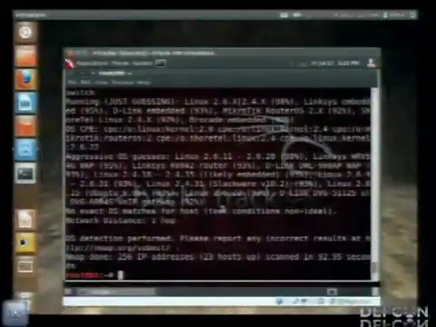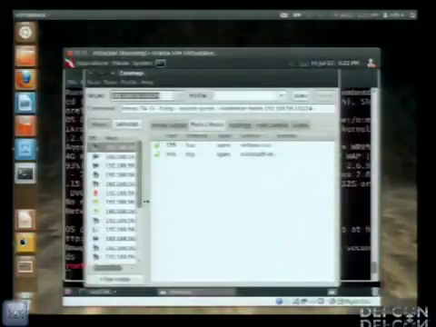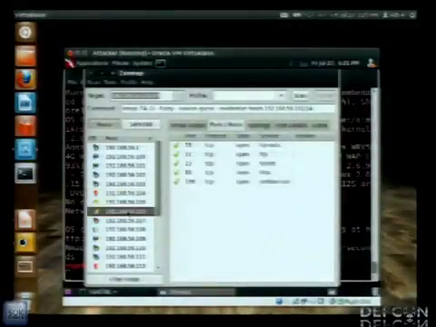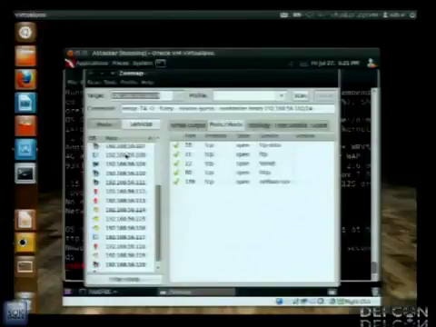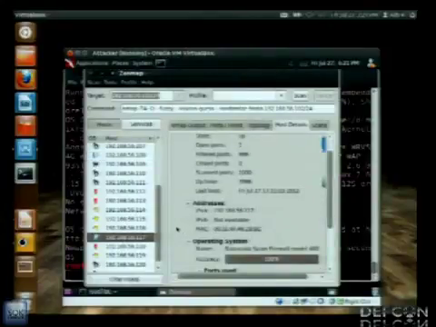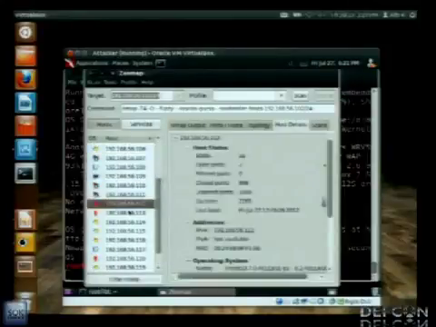And our Nmap scan finished. Excellent. So let's look at the results. Now you can see we've got all kinds of machines in here. We've got some BSD boxes, a Windows machine, a Nintendo Wii game console, a Barracuda spam firewall. This guy didn't come up as anything.